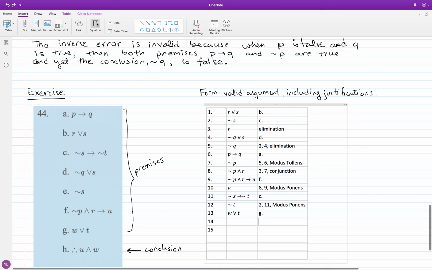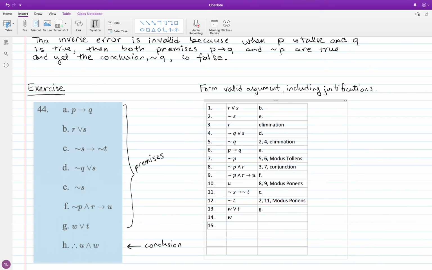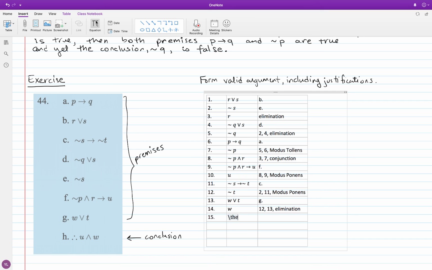Finally, W or T is a premise, it's premise G, and since I have not T, elimination will allow me to conclude W, so that's 12 and 13 in elimination together. And then with conjunction, I can put together lines 10 and 14 to get the conclusion that I was after, W and U. Okay, use this model when you're doing the homework problem that is like this. And in particular, make sure your justification column is very clear.